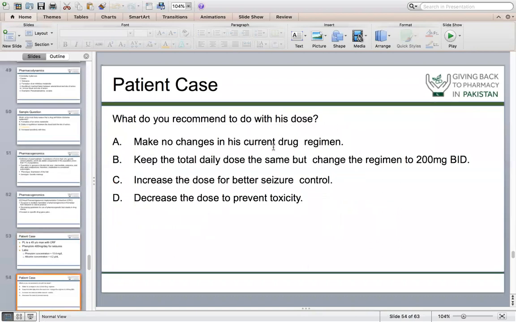Make no changes in his current drug regimen. Keep the total daily dose the same, but change the regimen to 200 milligrams BID. Increase the dose for better seizure control. Decrease the dose to prevent toxicity. What do you guys think? Anyone wants to try? You can just write the answers. If you remember something from your pharmacy school about albumin and phenytoin, there's a certain clinical drug interaction. B, okay.